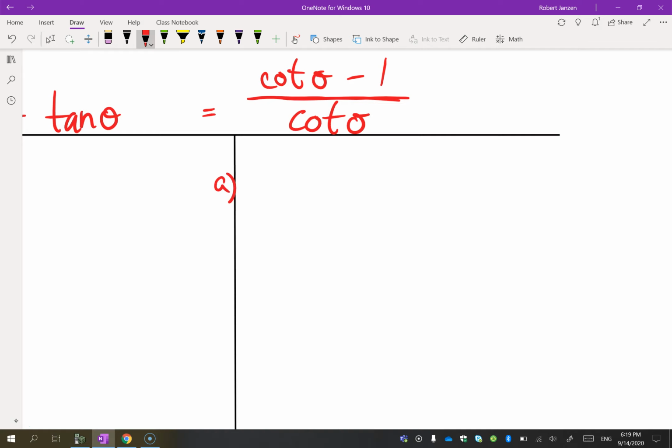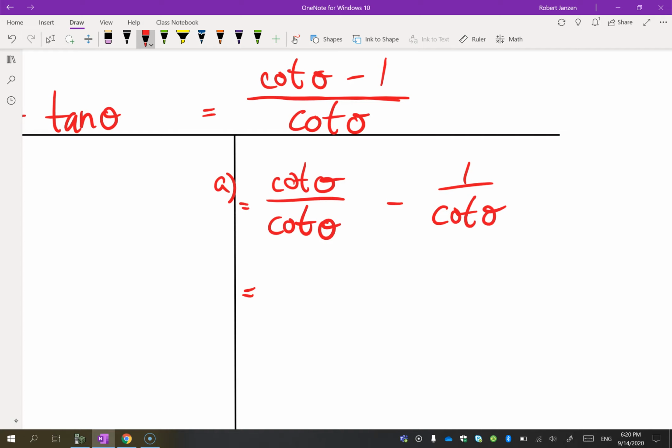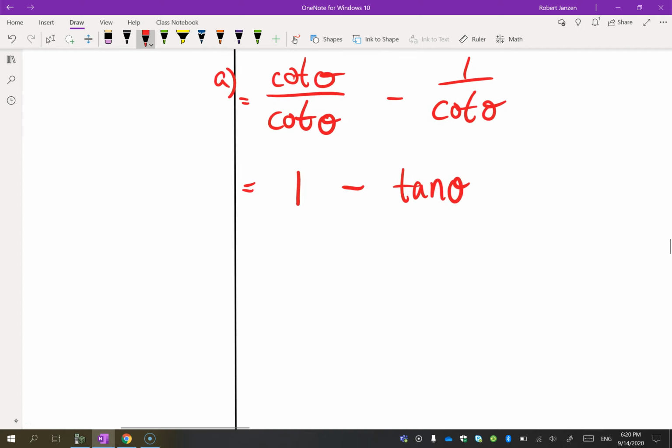I'm gonna call it option A. Let's try and do this by breaking apart this fraction. Okay, like that. Does that make sense? I've taken that denominator and put it into the numerator. And if you do that, you end up with 1 minus, what is 1 over cotan? All right, that is tan. And there you'd be done. Okay? Let's try another method.